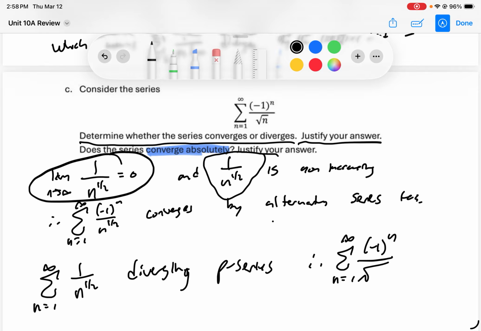What that's saying is it needs the condition of the alternating component in order to converge, because without it, it diverges. So therefore, it converges conditionally. And there's my justification. I could say, no, it does not converge absolutely. That would also be fine.